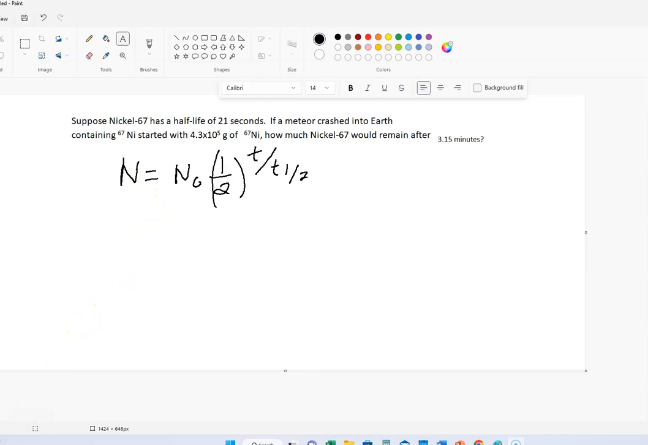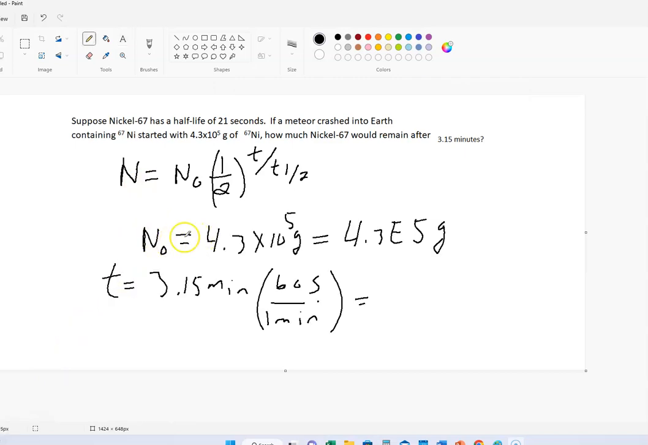All right, so let's write what we know. I've written some of what we know. The initial amount in this comet of nickel 67 is 4.3 times 10 to the fifth grams. I just wanted to write this in a slightly different way, which is more the way you enter it in your calculator: 4.3 E, usually capital E, 5, which just means times 10 to the fifth grams.